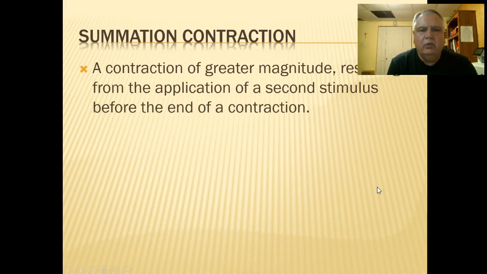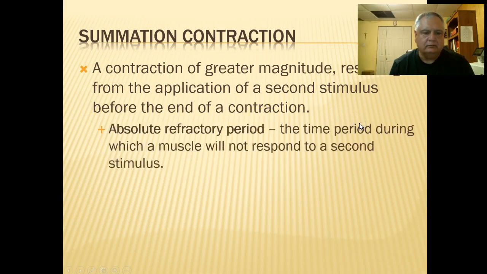So what if we apply not just a single electric shock, but multiple electric shocks in sequence to the muscle and the muscle fibers? Well, this is referred to as summation contraction, and it will result in a contraction of even greater magnitude or force resulting from the application of the second stimulus before the end of the contraction.